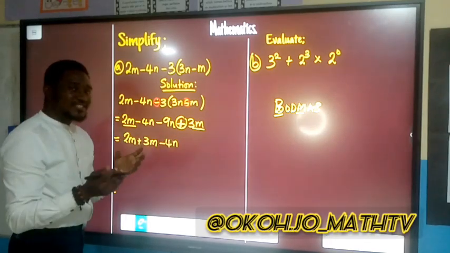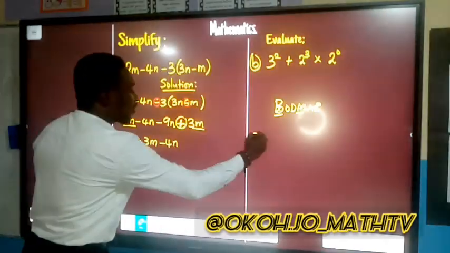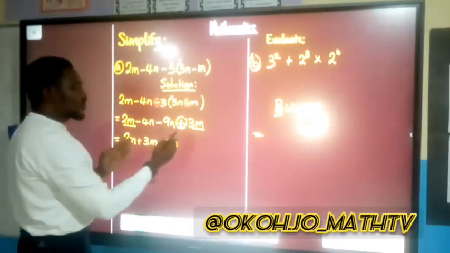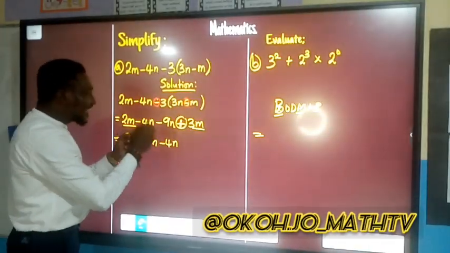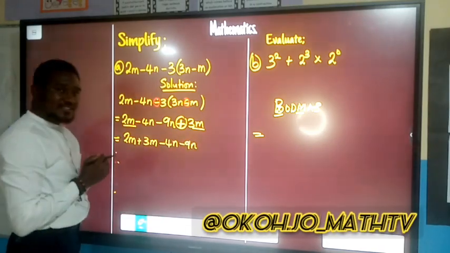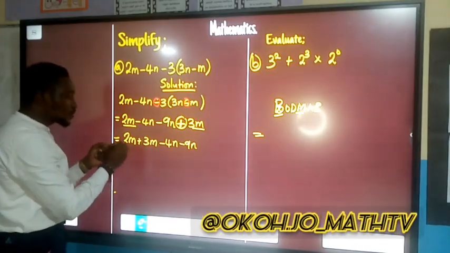Mind you, this is an expression, it's not an equation where it is crossing an equality sign. This sign needs to change. No, this is an expression. There isn't any equality sign over there. So 4n will remain 4n, then minus what? 9n. Is that okay? So at this point, we can say this is equal to 2 plus 3.